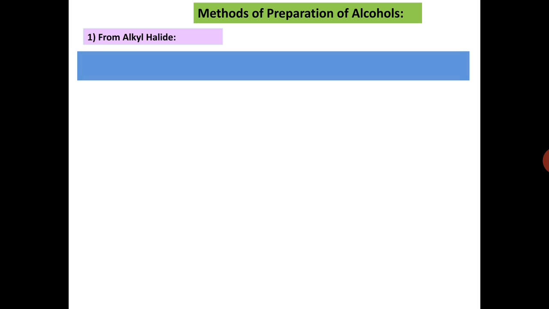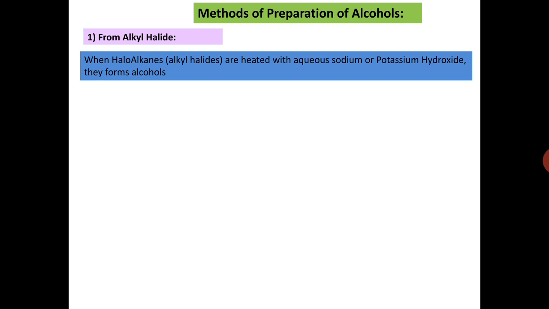Let us see the method of preparation of alcohol. The first one is from alkyl halide. All of you know alkyl halide, we represent it by RX. When the haloalkane, an alkyl halide, is heated with aqueous sodium or potassium hydroxide, it forms the alcohol.